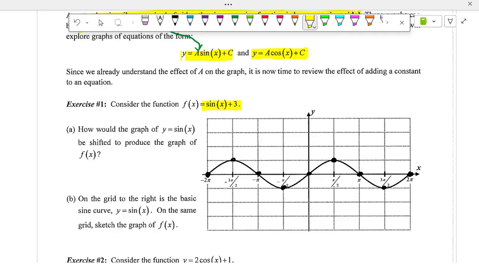So I want you to type in sine of x plus 3. And we're going to sketch the graph. So give me the value of y when x is negative 2 pi. So when x is negative 2 pi, it's at 2? It shouldn't be.